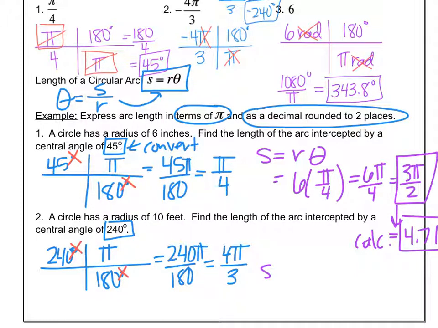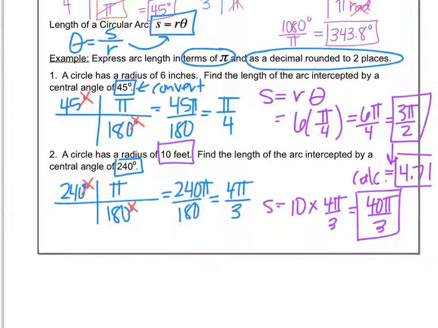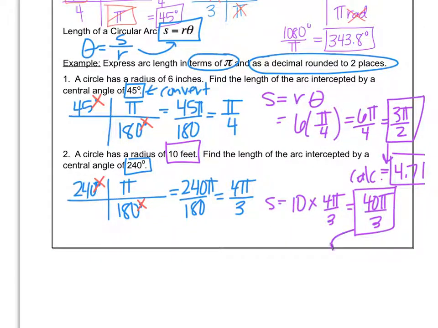And then to find s, it's going to be the radius, which was 10 feet, times 4 pi over 3, which is 40 pi over 3. And then you just have to type that in your calculator to get the decimal answer, just because they want both. So in the calculator it turns into 41.89.